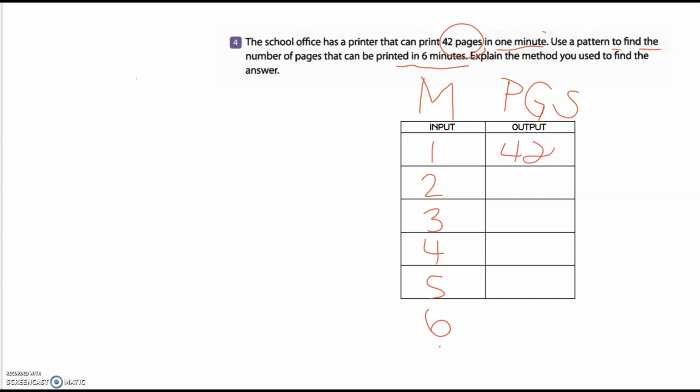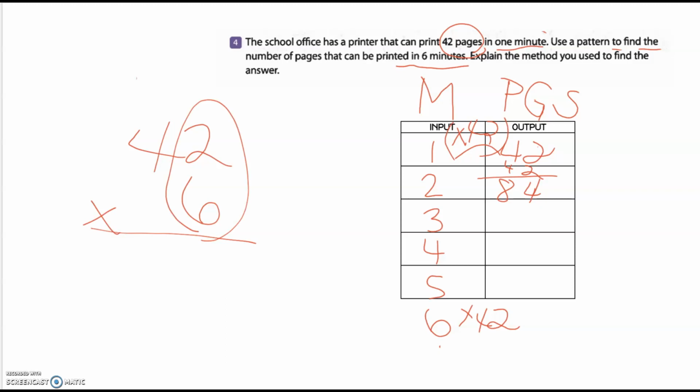So 42 in the first minute, so that would be 42 and 42. I could just add that if I wanted to be 84 in 2 minutes. Now I can go through each time and just add 42 more, or I can know that my rule is if it's 42 for each minute, it's going to be times 42. So I can skip ahead to 6 and do 42 times 6.